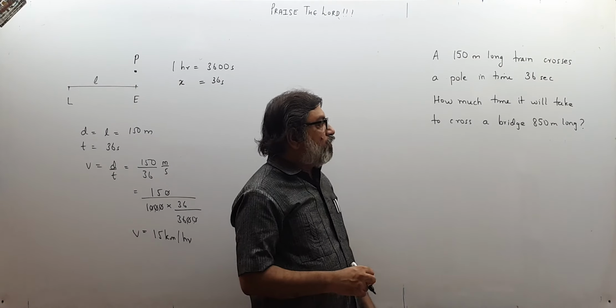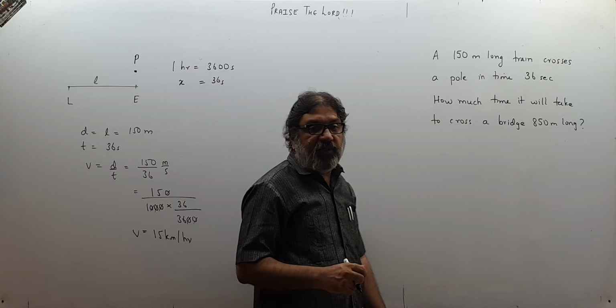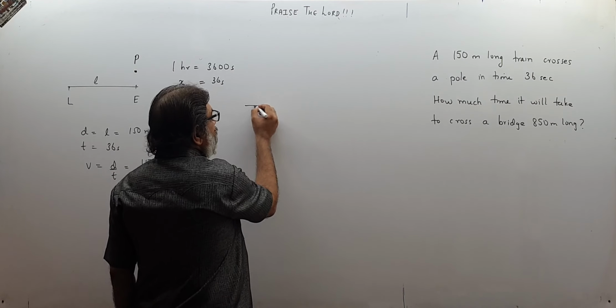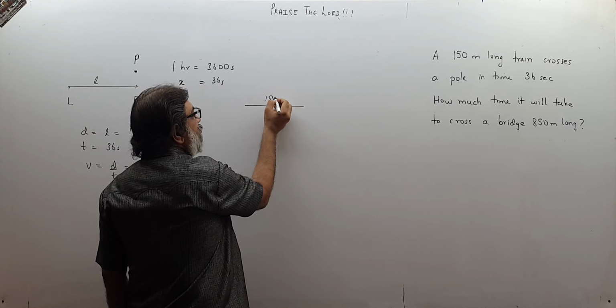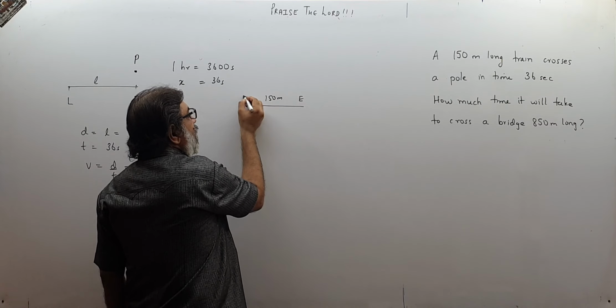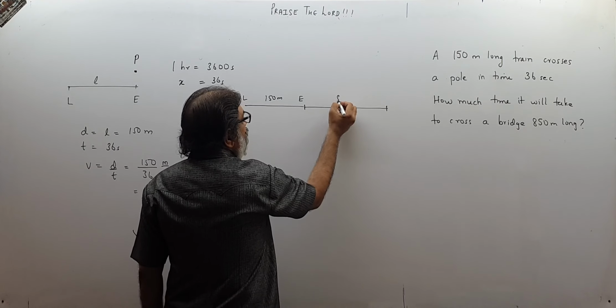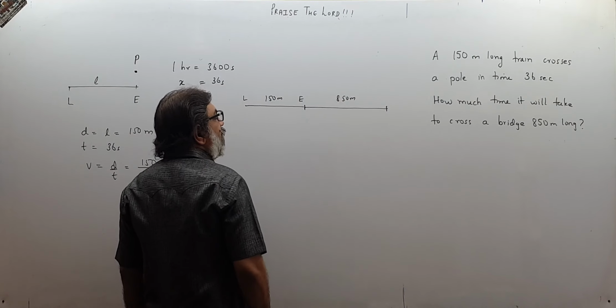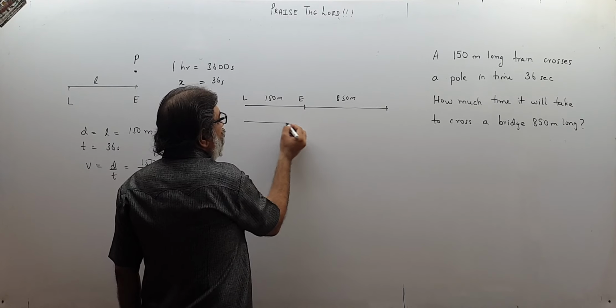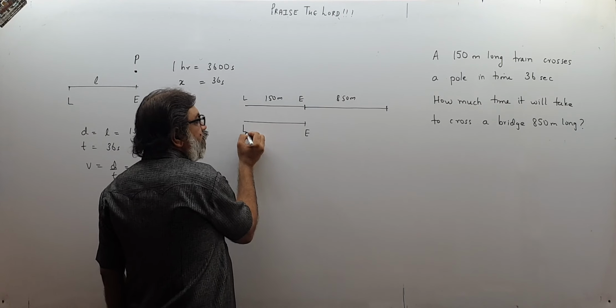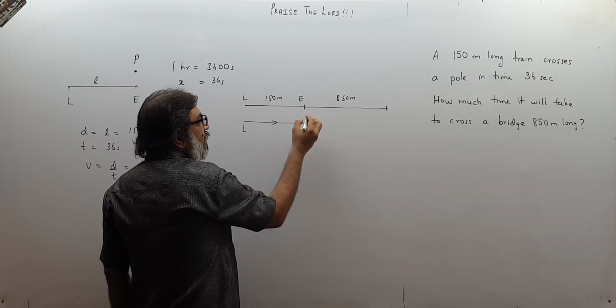Now it has to cross a bridge of 850 meter length. So please understand, this is the train of 150 meter length. This is the engine and this is the last point, and there is a bridge over here. Supposing this is the bridge, this is 850 meter long. So when the train starts from here, with the engine and the last point, it starts moving onto the bridge.